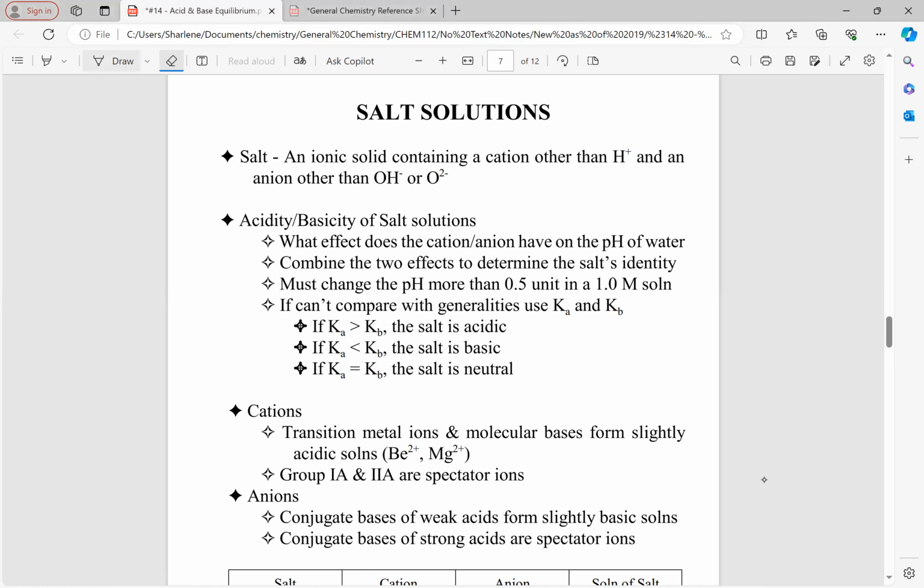So we saw that cations would turn the solution acidic. We saw that anions would turn the solution basic. What is going to happen when we combine the effects?